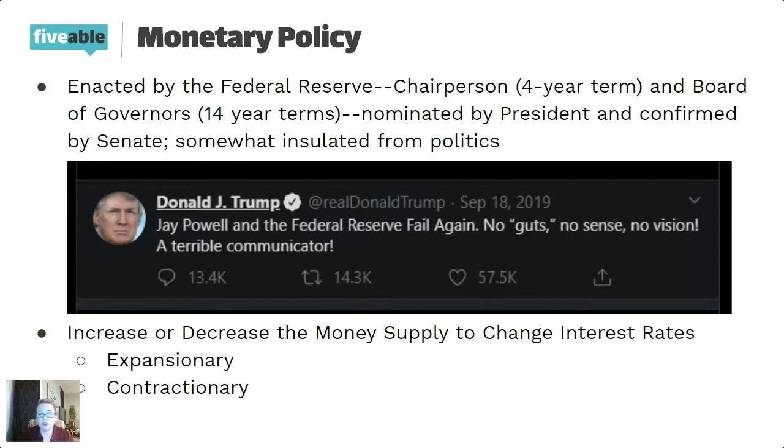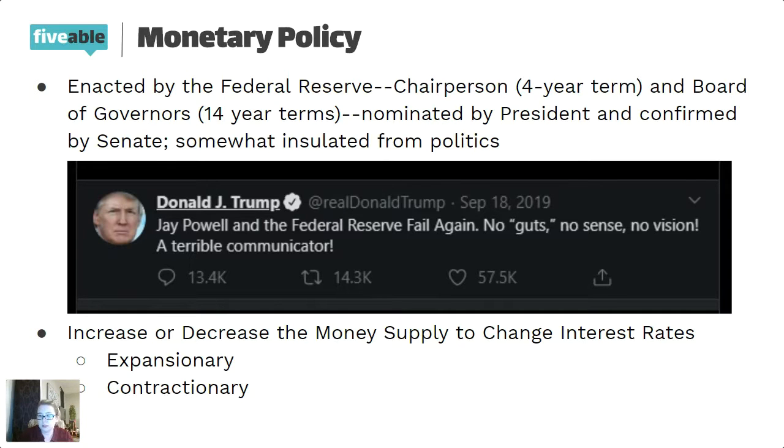And that can be a good thing, because you want economic policy not to be driven by politics, but by what is good for the overall economy. You want experts to be able to put their expertise to work, right? And to make the right choices, because monetary policy can really change the economy dramatically. So again, it's supposed to be insulated from politics.